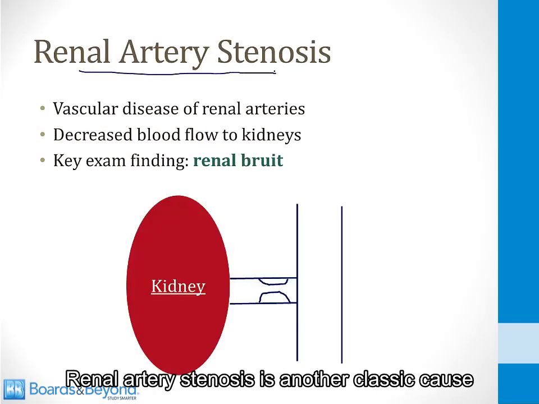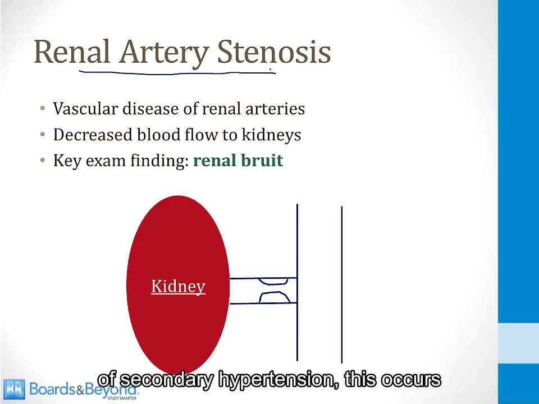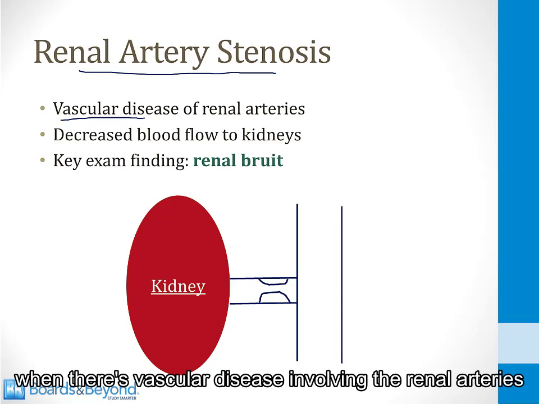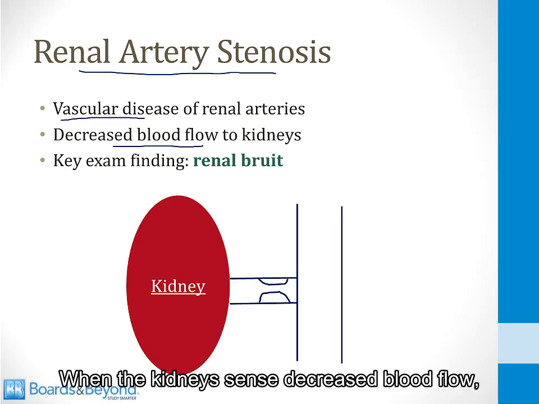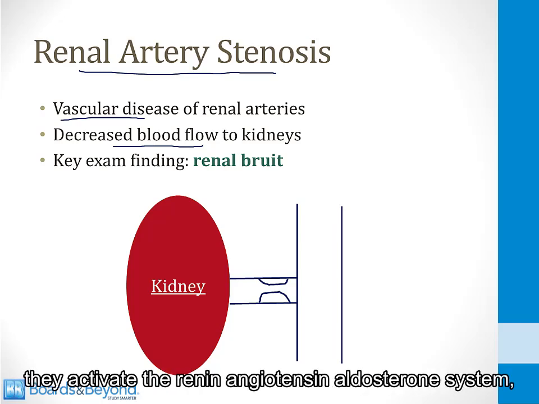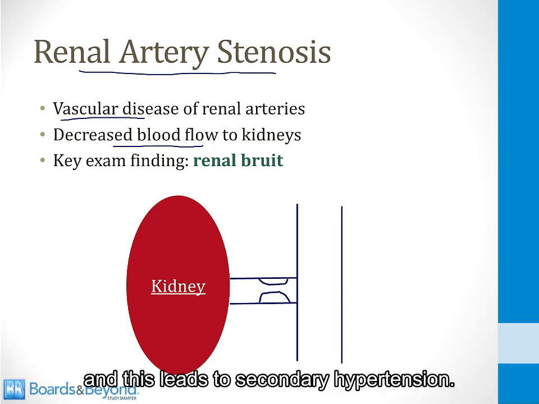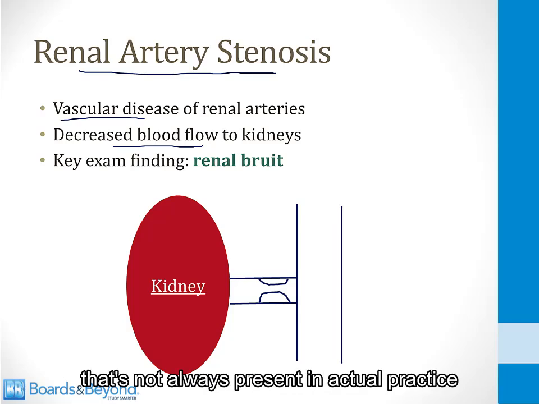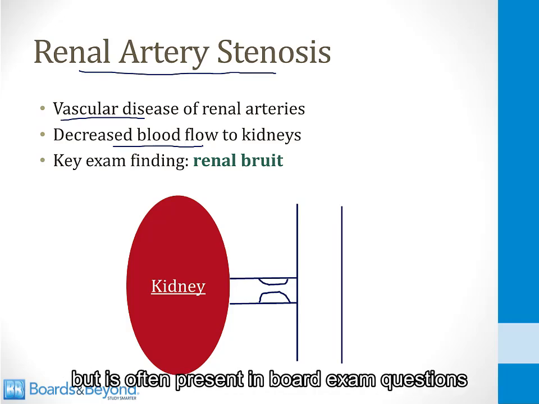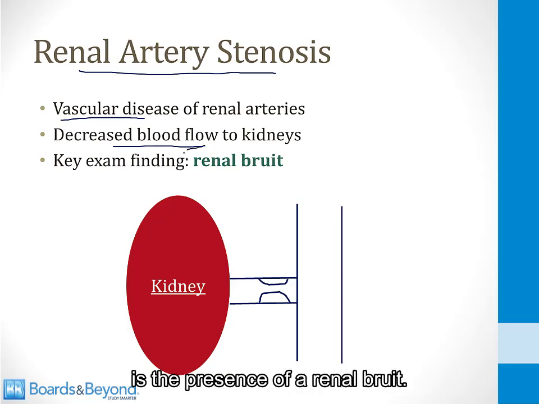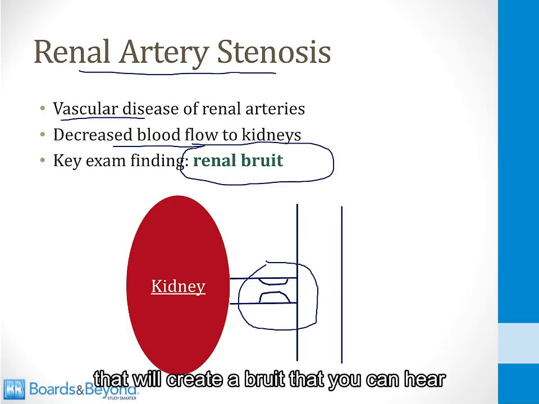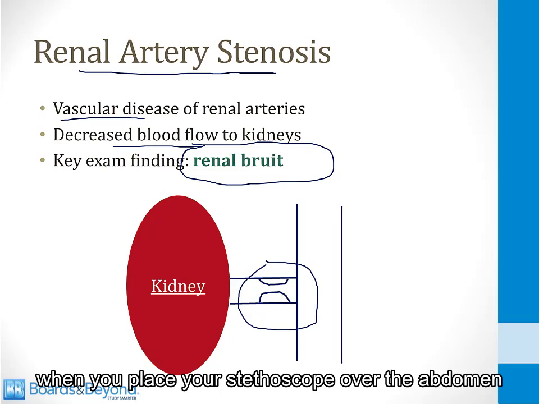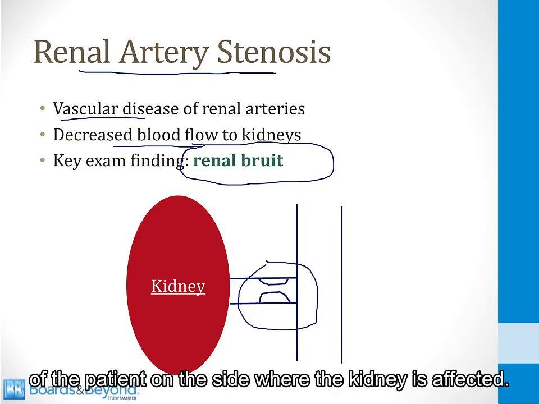Renal artery stenosis is another classic cause of secondary hypertension. This occurs when there is vascular disease involving the renal arteries that leads to decreased blood flow to the kidneys. When the kidneys sense decreased blood flow, they activate the renin-angiotensin-aldosterone system, and this leads to secondary hypertension. And a key physical exam finding that's not always present in actual practice, but is often present in board exam questions, is the presence of a renal bruit. If you have narrowing of the renal artery, as I've shown in this picture here, that will create a bruit that you can hear when you place your stethoscope over the abdomen of the patient on the side where the kidney is affected.